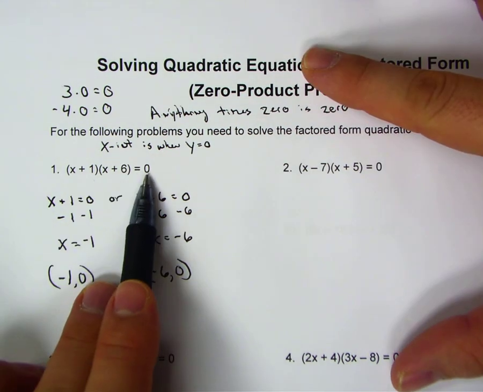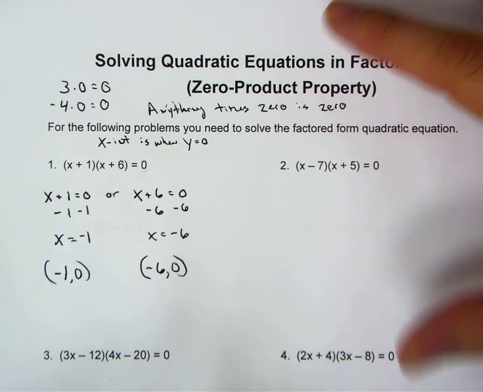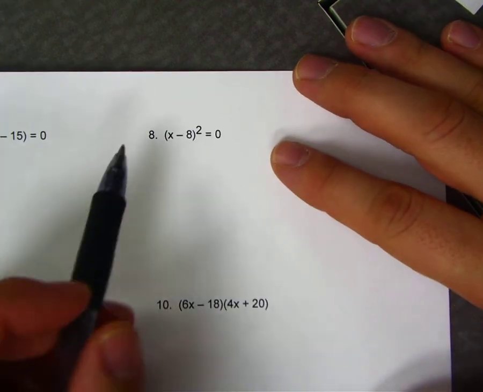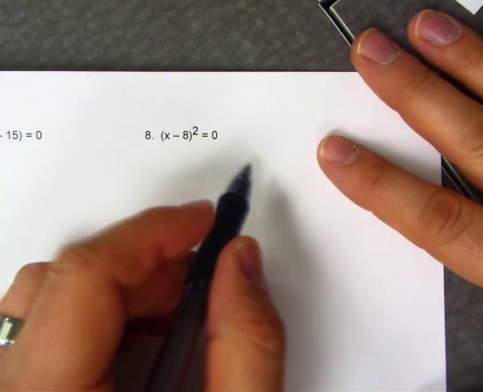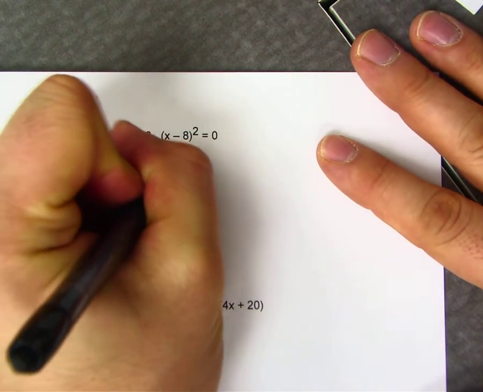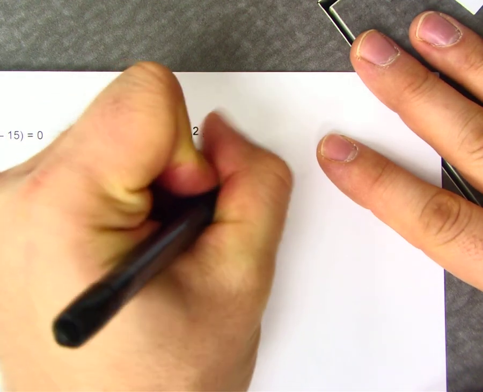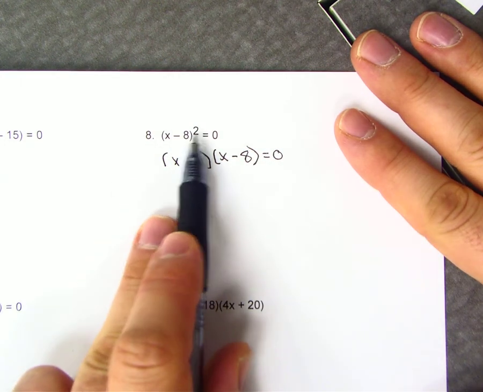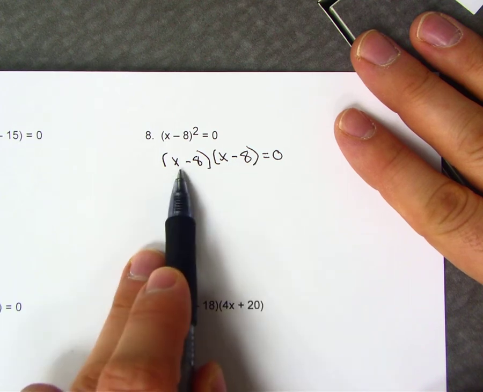If we wanted to know the x-intercept where y equals 0. So let's flip it over and I want you to look at one on the back, specifically number 8. Right? Now number 8, you'll see this sometimes, and I want to write this out and show you what this is going to look like. This is going to be x minus 8 times x minus 8. So when you look at that x minus 8 squared, it's just x minus 8 times x minus 8, just like x squared is x times x.